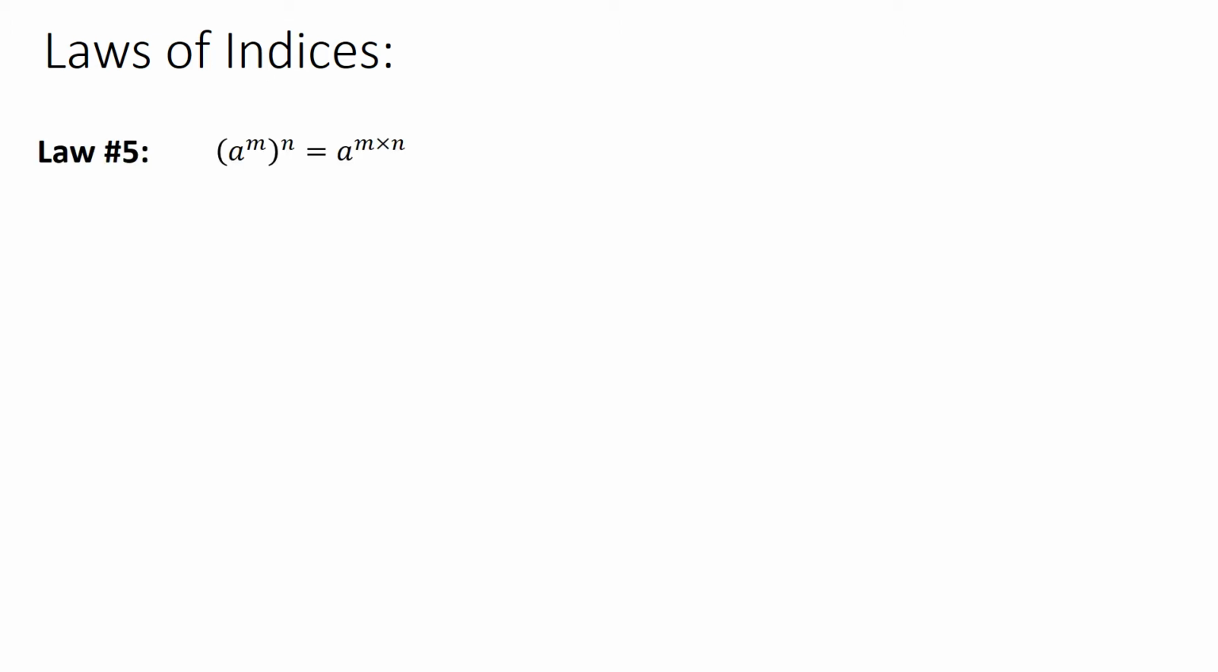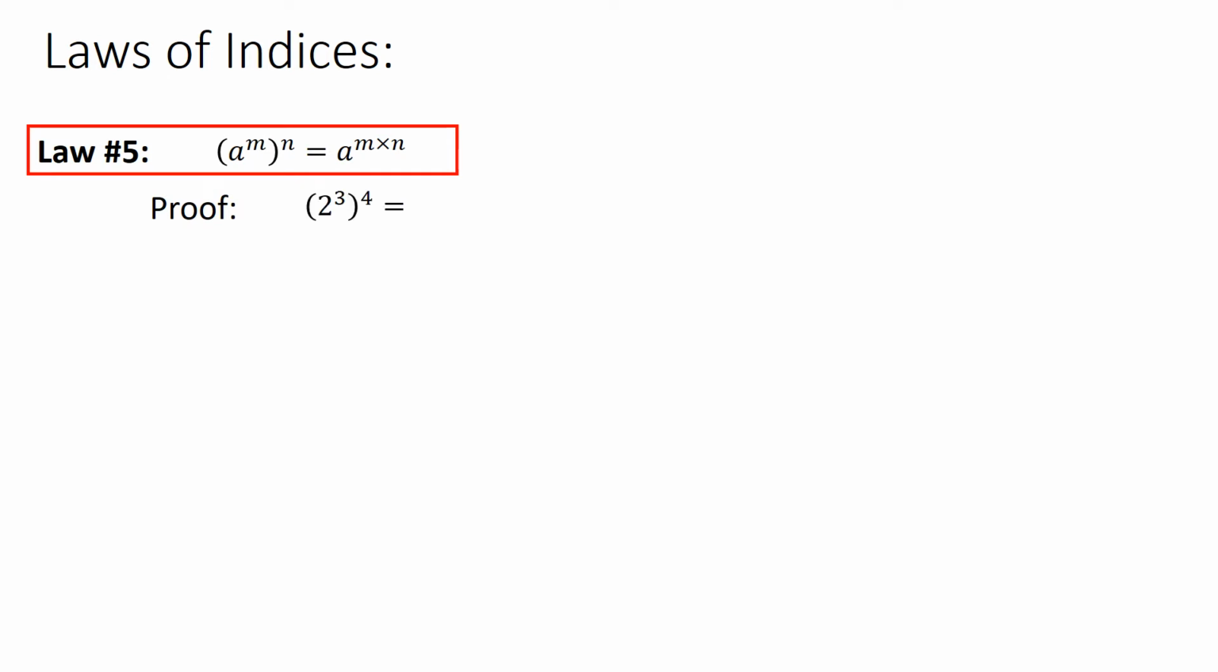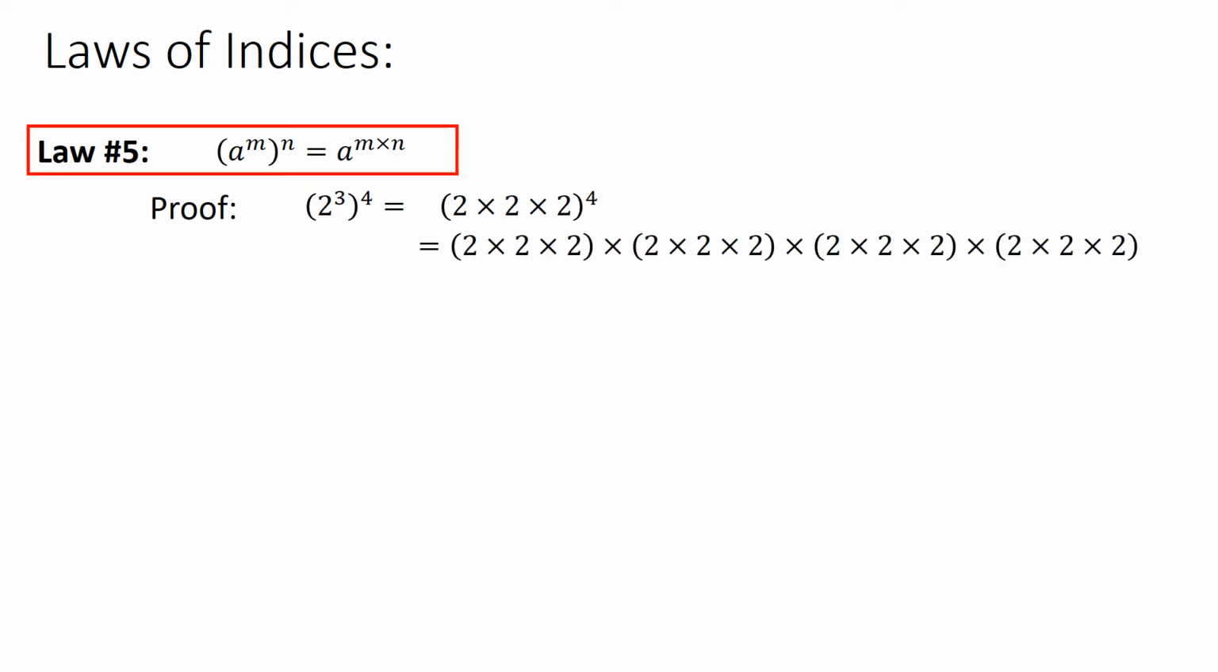Law number 5. Bracket a to the power m to the power n equals a to the power of m times n. This law sometimes is called the open bracket law, as we remove the bracket. Now let's look at the proof. 2 to the power of 3 to the power of 4. It means inside the bracket, 2 multiplied itself 3 times, outside the bracket to the power of 4. So it means that the bracket multiplied itself 4 times. And we can calculate how many times the 2 multiplied itself. For this case, the 2 multiplied itself 12 times, which means 2 to the power of 3 times 4.